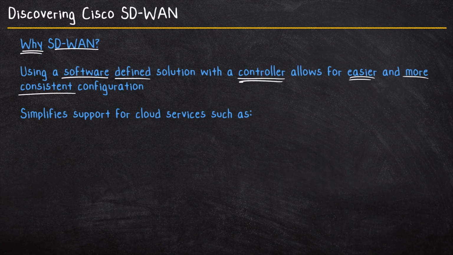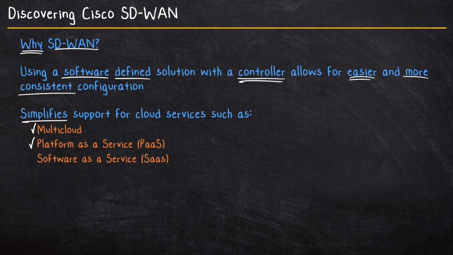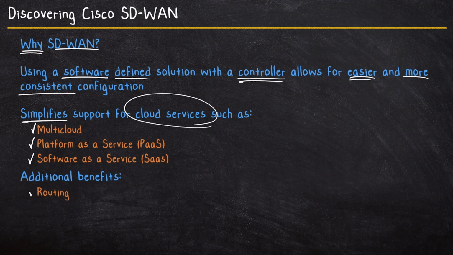So specifically, some of the things that it will simplify support for is connecting to multi-cloud. It makes this much easier, as well as connecting to things such as platform as a service or software as a service. All of these are going to be much easier with SD-WAN because there are built-in wizards to help you set all of this stuff up. And in addition to just making cloud services easier, we can also simplify things such as our routing. Again, it's going to make it more consistent.